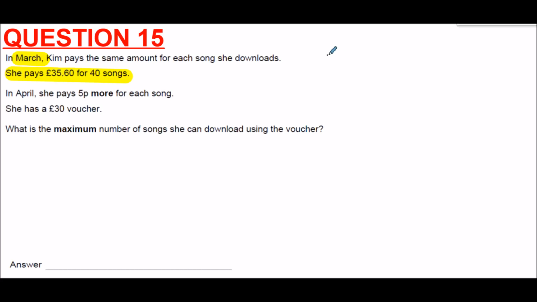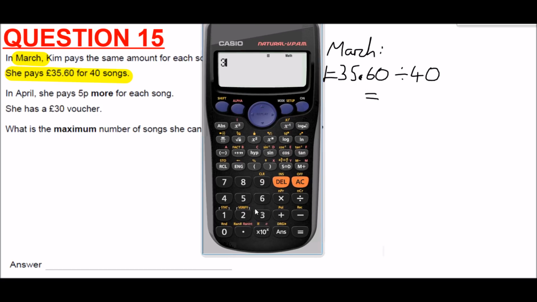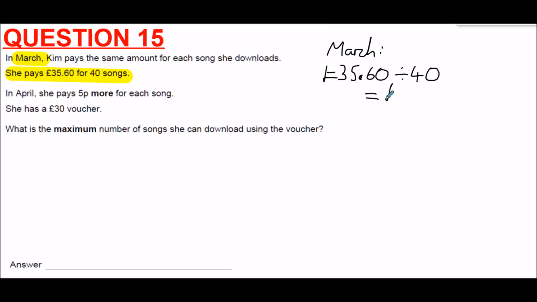So in March, we can calculate how much she paid per song by calculating the total price divided by how many songs she purchased. So £35.60 divided by 40. That gives a total of 0.89. So it's 89 pence a song she paid in March.